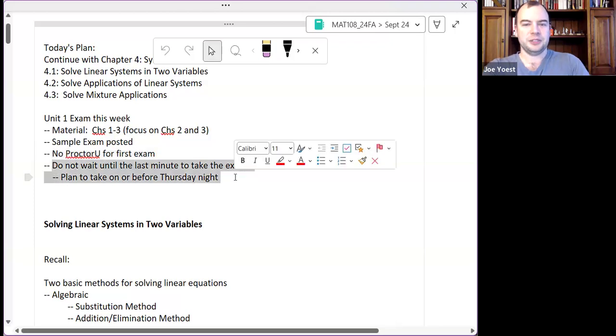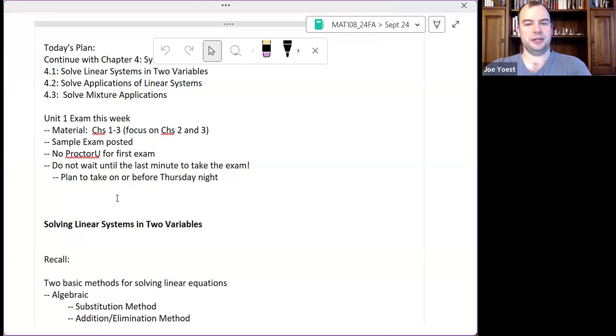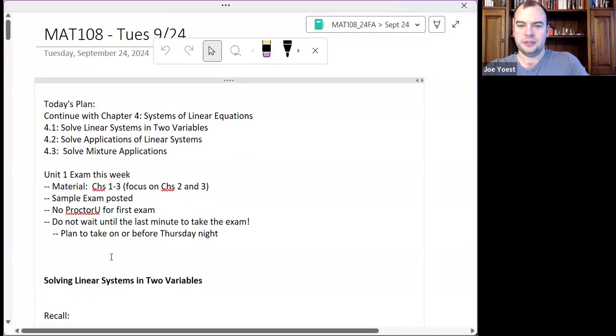exam. And as I mentioned, don't wait until the last minute to take the exam. The exam isn't due until Sunday at 11:59 p.m., but I would strongly recommend that you plan to take it on or before Thursday night. That way, if anything goes wrong, you have one full business day plus a couple weekend days for working out a solution, whatever that may look like. If it's a tech issue or power outage or a life issue or something, give yourself a little bit of buffer there. So I think that's all I have to say on that note.